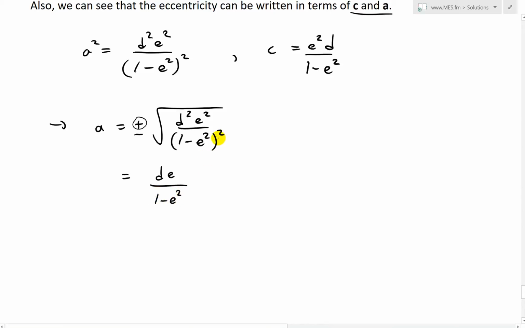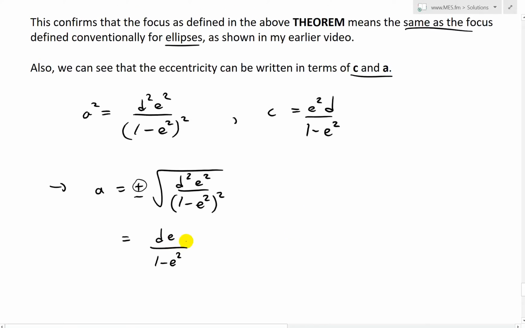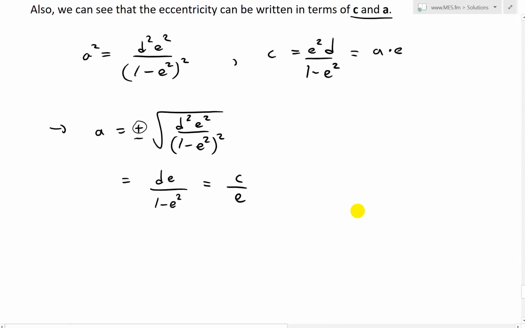The only difference here is there's an e squared there. So this is e d, or d e, over 1 minus e squared. I just have these mixed up around. But anyways, this is going to equal c divided by e. That's all it is. This equals a times e, like that. So very, very fascinating stuff.